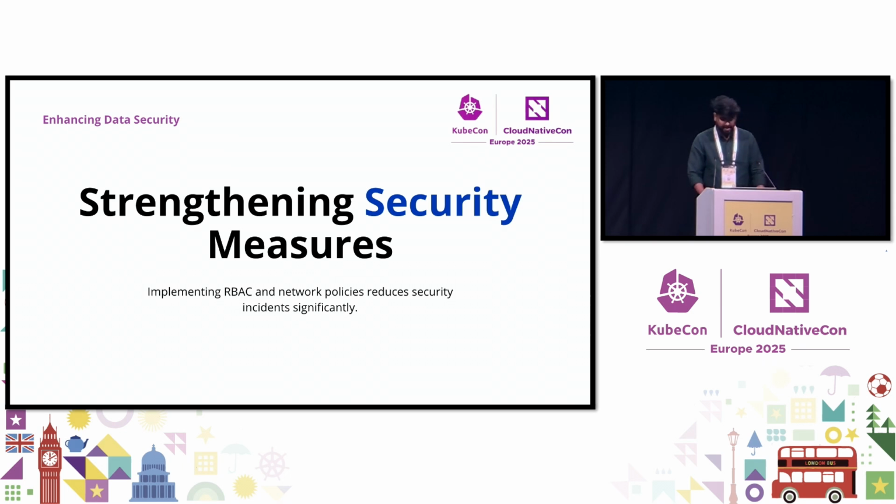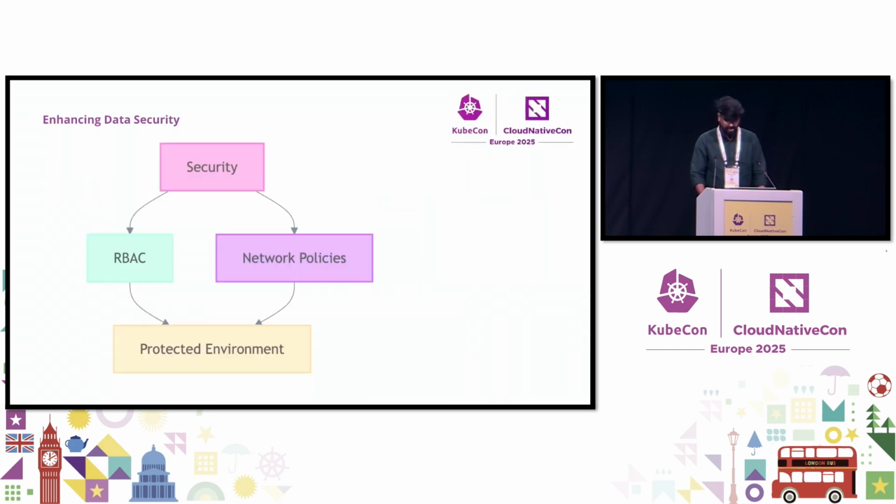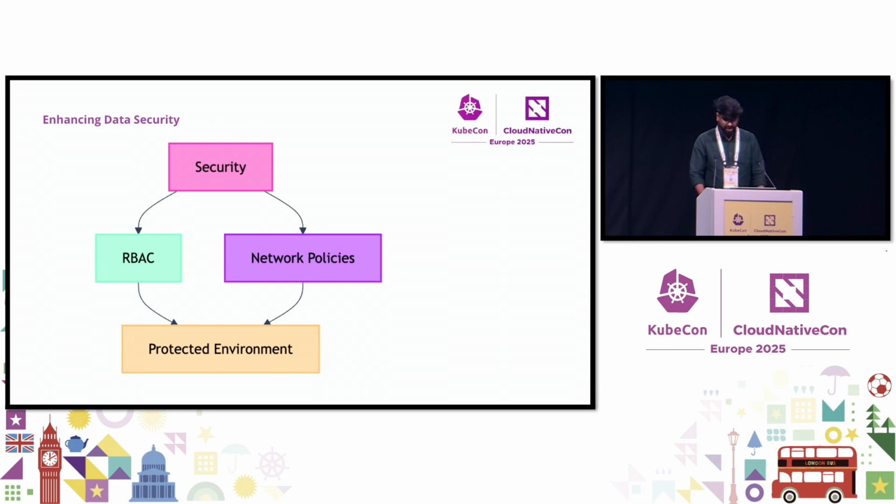For data security, implementing RBAC and network policies enhances security significantly. Enhancing data security addresses a major risk associated with data gravity. Implementing RBAC, role-based access control, and defining structured network policies have been shown to reduce security risks, enhancing data ingestion and reducing complexities.